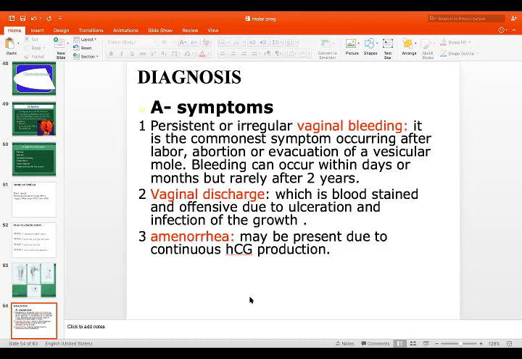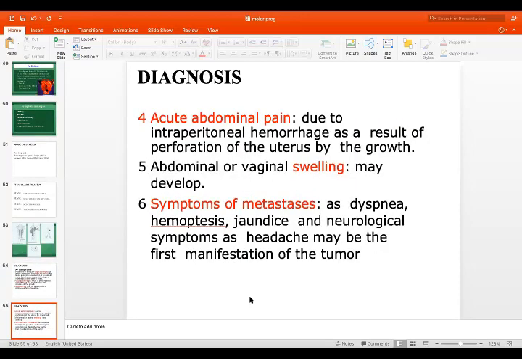Vaginal discharge: ulceration and infection of the growth will lead to vaginal discharge. Amenorrhea may be present due to the continuous HCG production. She may have acute abdominal pain due to irritating hemorrhage as a result of perforation of the uterine wall. With further growth, abdominal or vaginal swelling may develop. Symptoms of metastasis: if lung metastasis, she may develop dyspnea, hemoptysis, and jaundice if liver metastasis, and neurological symptoms are related to the first manifestation of the tumor.